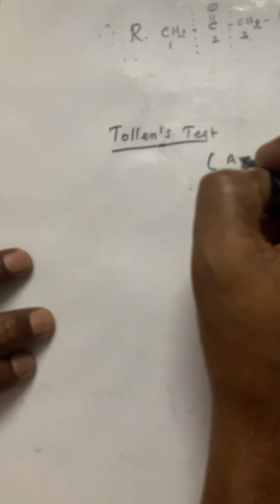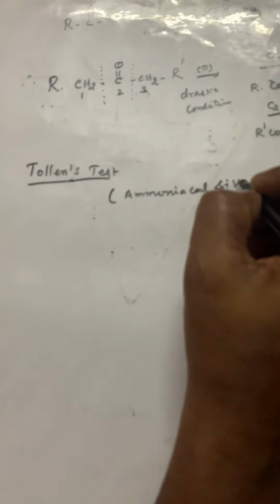Now another important one is Tollens reagent. This is a mild oxidizing agent. Tollens test is a very important test. We are going to do the practical in the chemistry laboratory after the reopening of the school. What is Tollens reagent? That is ammoniacal silver nitrate.